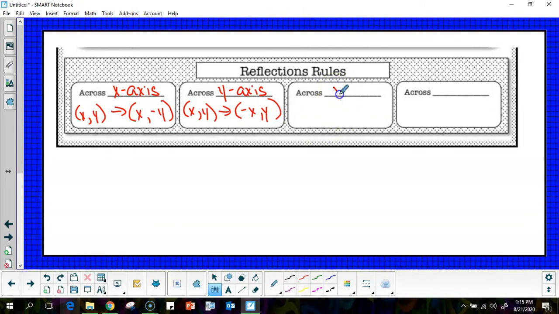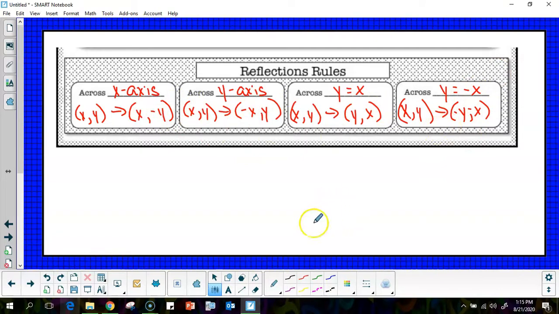If it's reflected across that y equals x diagonal line, then xy changes to yx, so they just reverse. And then if it's reflected across the y equals negative x, or the opposite of x, that should be an xy, that changes to, they reverse. So you have the y and x, but they also both change to the opposite of what they were. So those are our 4 rules. You might want to keep those in front of you as you work.